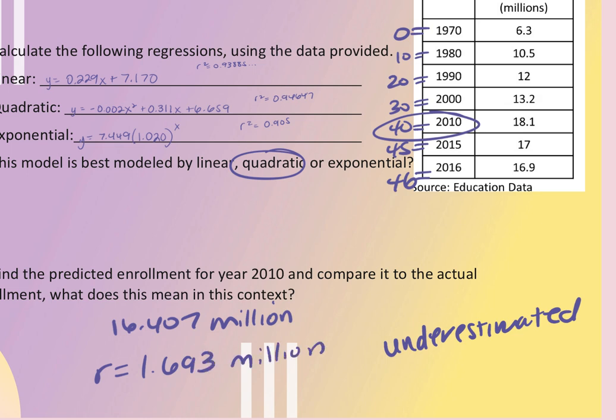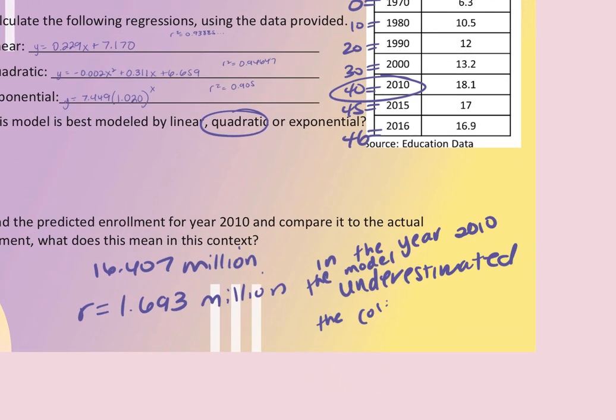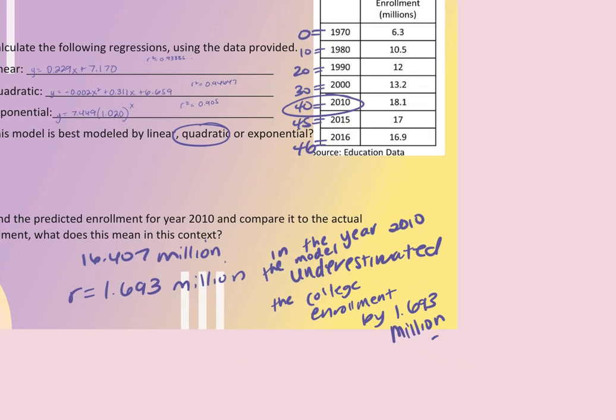So in the year 2010, the model underestimated the enrollment. Is it college enrollment? Yeah, college enrollment by 1.693 million students. People, students, whatever.